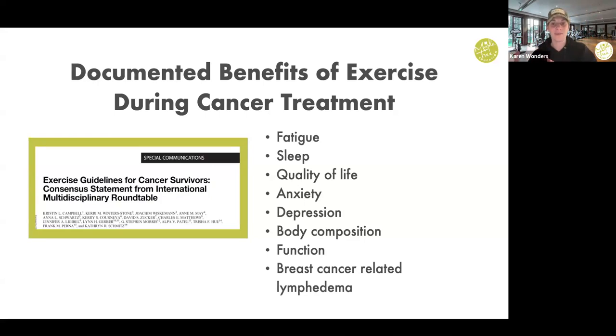And then other times you have people who are on hormone driven cancers where you see the opposite, and they may gain 30 or 40 pounds during a 12-week span of cancer treatment. And so you see body composition fluctuations in both directions, and exercise can help mitigate some of those fluctuations. The function of the individual, helping to keep them independent. And then finally, breast cancer related lymphedema. All of these are characteristics or benefits of exercise during cancer treatment.